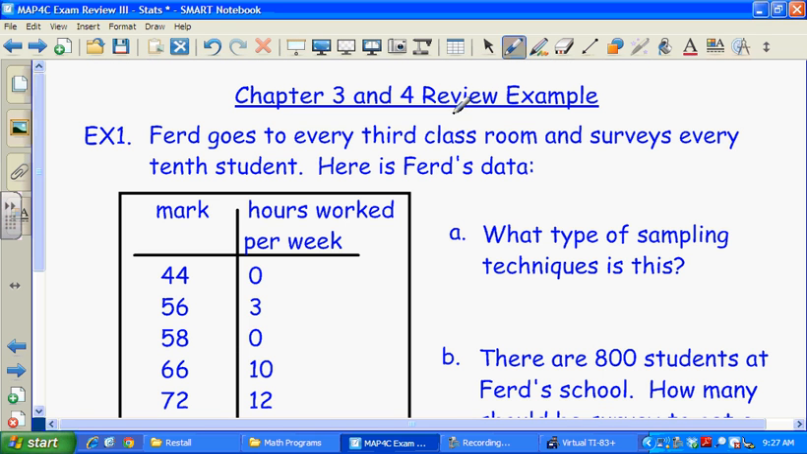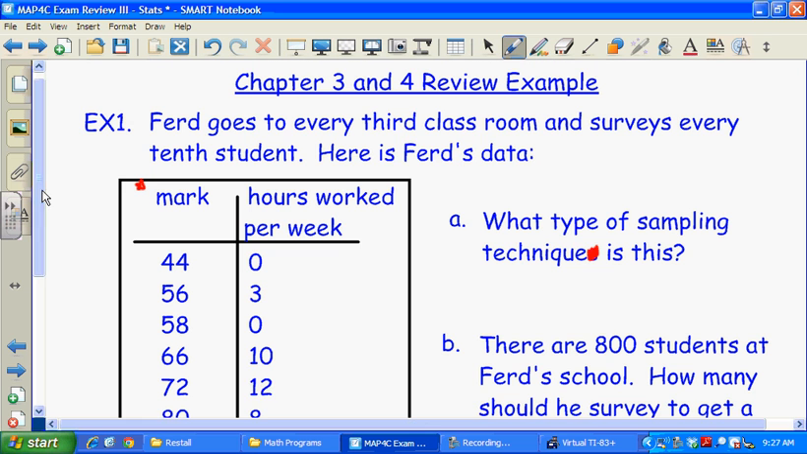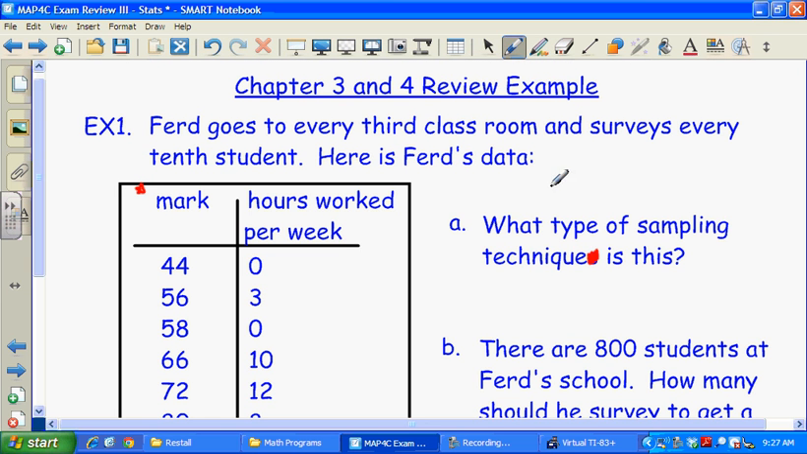FERD goes to every third classroom and surveys every 10th student. Here's FERD's data. And as we'll see soon, FERD actually made a blunder, a mistake, as FERD does often, when he recorded this, but we'll talk about that later. What type of sampling technique is this? Remember, we talked about a bunch of different ways to get the data. And when we go every other person or every third person or every 10th student, that's systematic, because it's kind of like we're planning on a system, right?